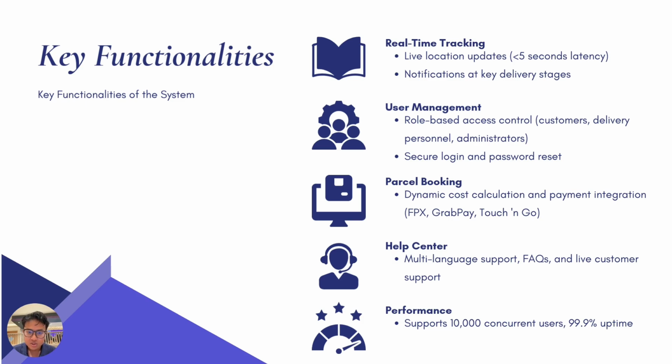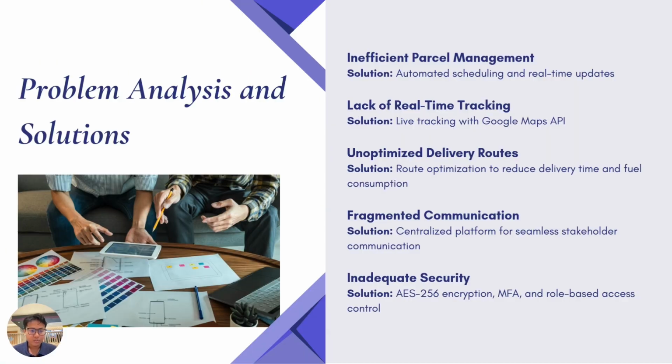So for the main part, which is parcel booking, you must have dynamic cost calculation and payment integration, which includes FPX, GrabPay, and Touch 'n Go. We also have a Help Center, which has multi-language support, FAQs, and live customer support. So our performance also must support around 10,000 concurrent users and must ensure 99.9% uptime.